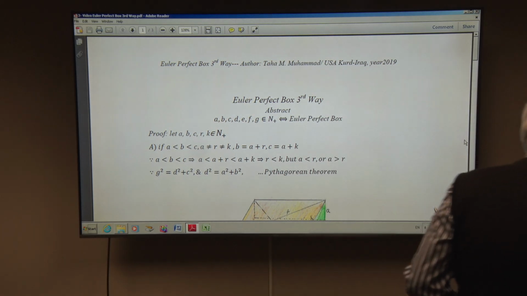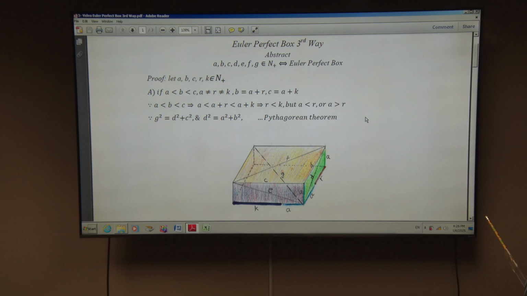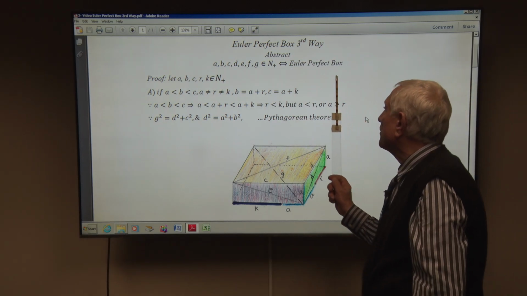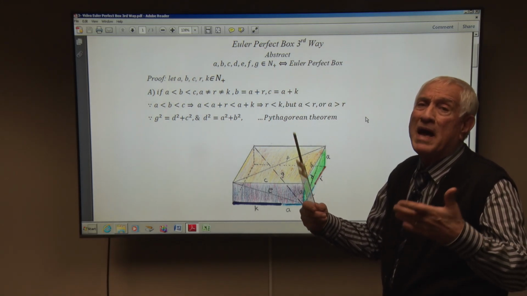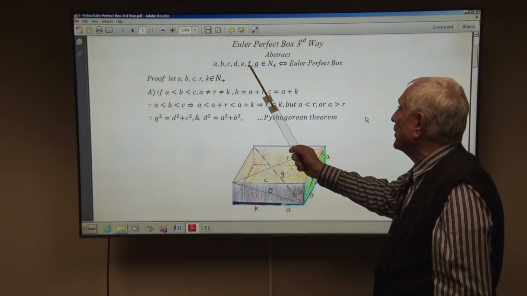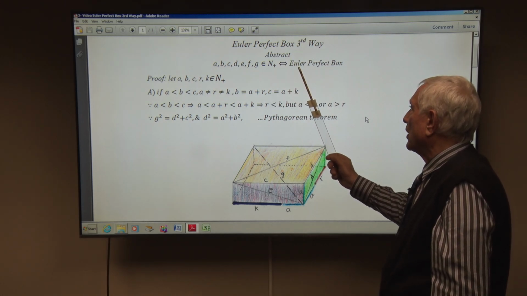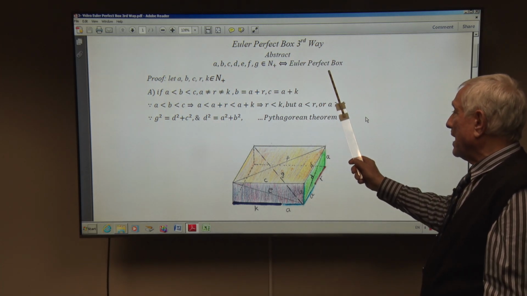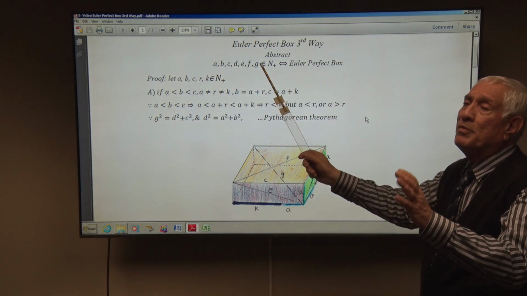Okay, let me raise this Euler box high. Look at how I made the written statement very short by math writing. A, B, C, D, E, F, G are all integers if and only if we have an Euler perfect box. If you really have an Euler perfect box, then those 6 dimensions should be integers.